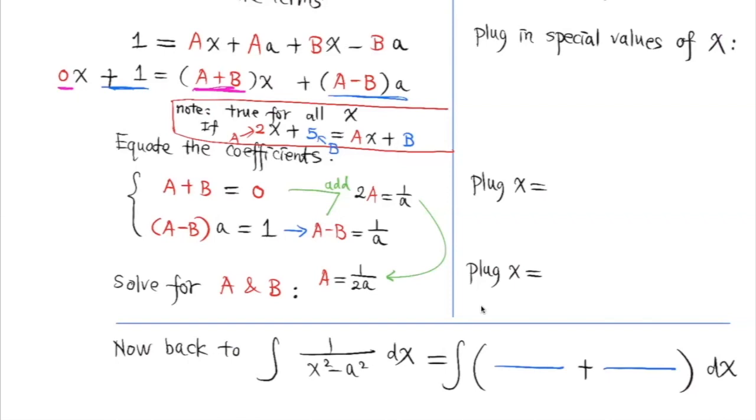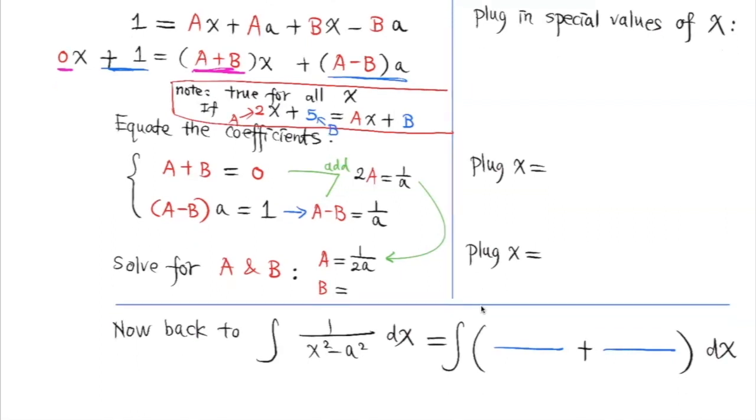You got it? You get a. Now you can get b. If you know a, you can get b, right? So what does b equal to? Well, from here you see that a plus b is equal to 0. So a and b are opposite, right? So b here will be equal to the opposite of this. So opposite of 1 over 2a.